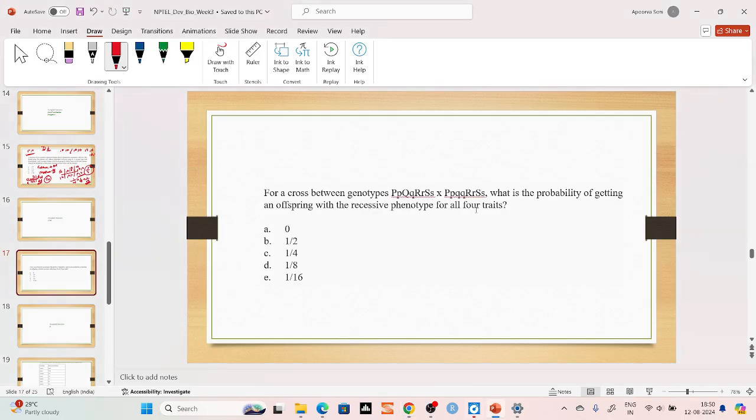Okay. See, first, we have to solve independently for each and every one. So you see, this is the cross. First we'll solve for the P gene, then the Q gene, then the R gene, then the S gene, and then we'll multiply whatever fractions or probabilities come. Okay. Now for PP and pp.